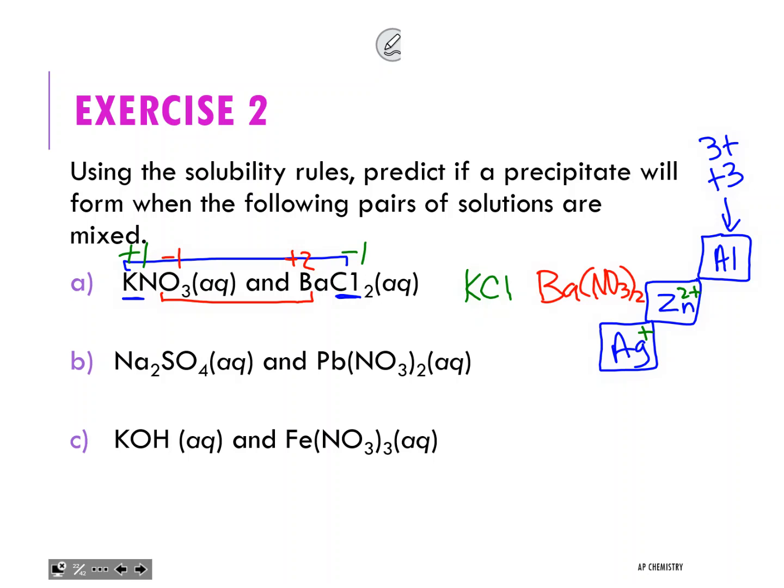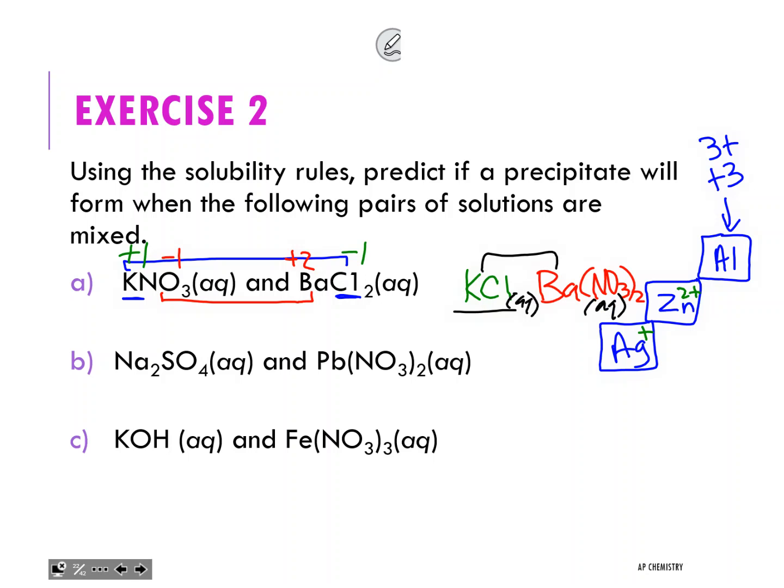All right. Now that we know our possible products, so here are our 2 possible products, we go to our solubility rules, and we look at them. So we look at the rule for the chlorides, and the rule for the potassium. So is that soluble or insoluble? Soluble, so this would be AQ. How about the barium nitrate? Nitrate's always soluble. This one here, AQ as well.